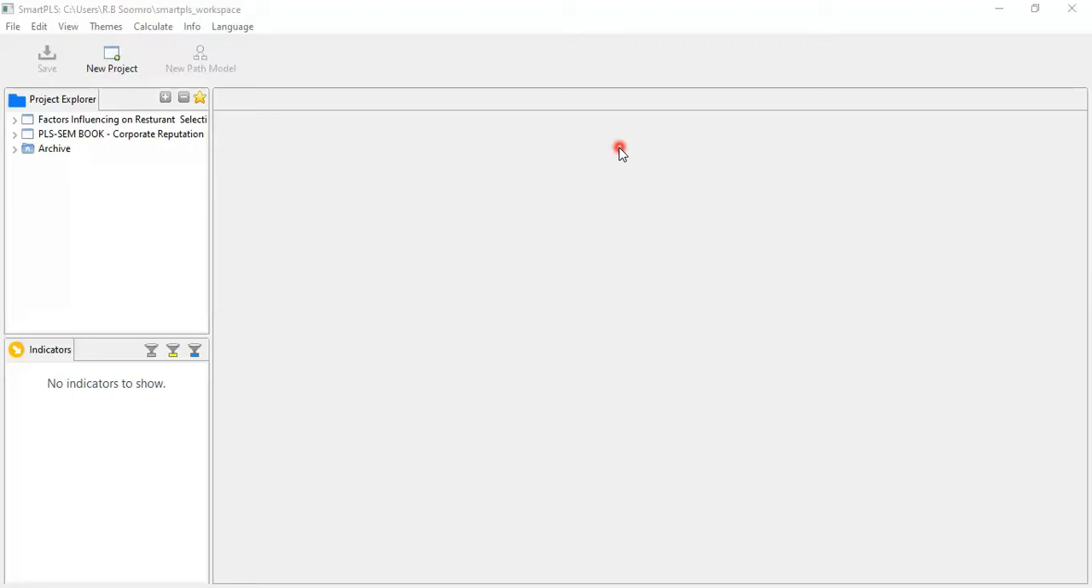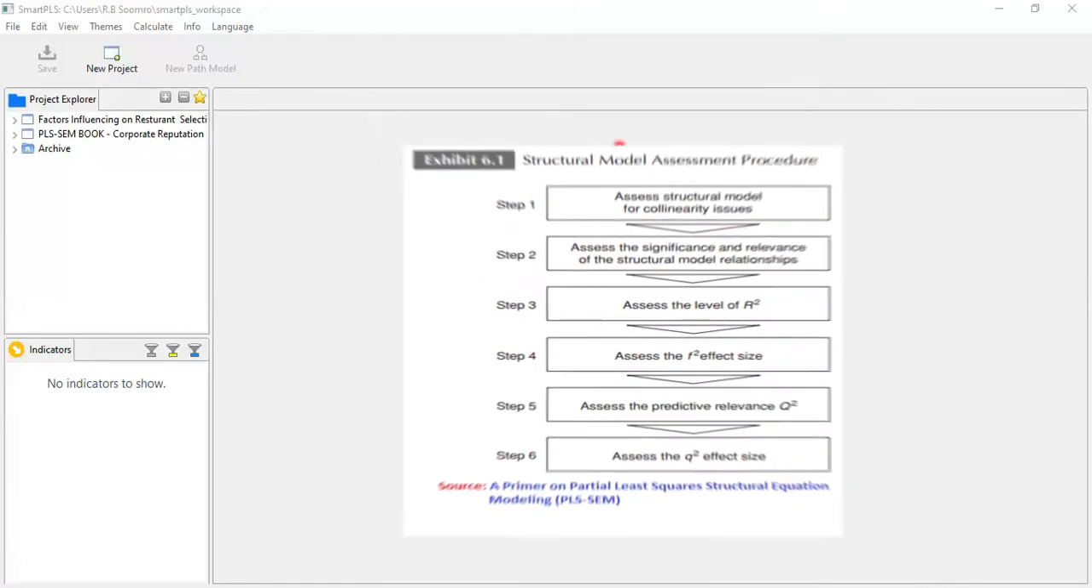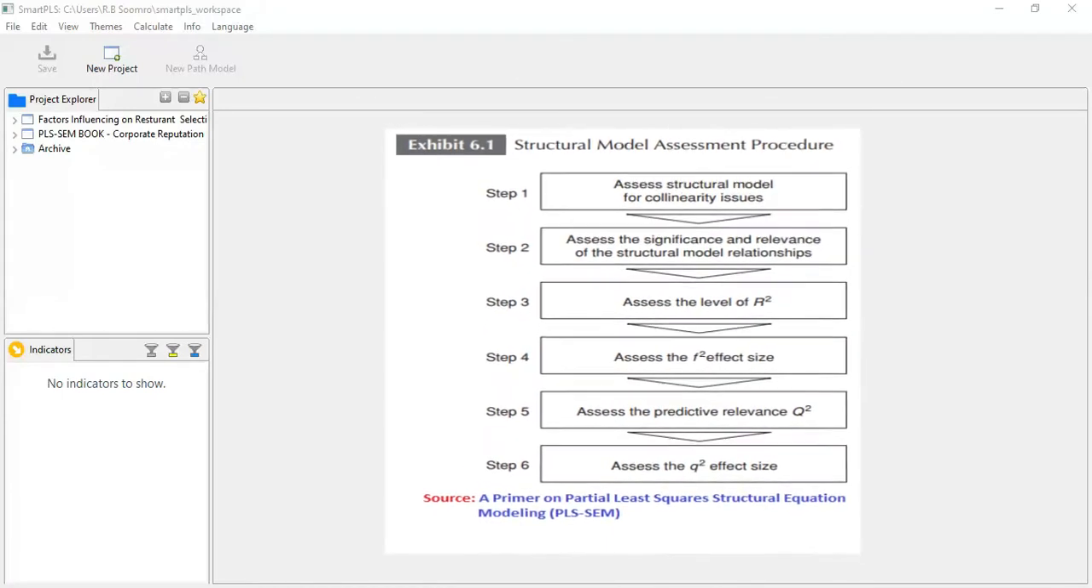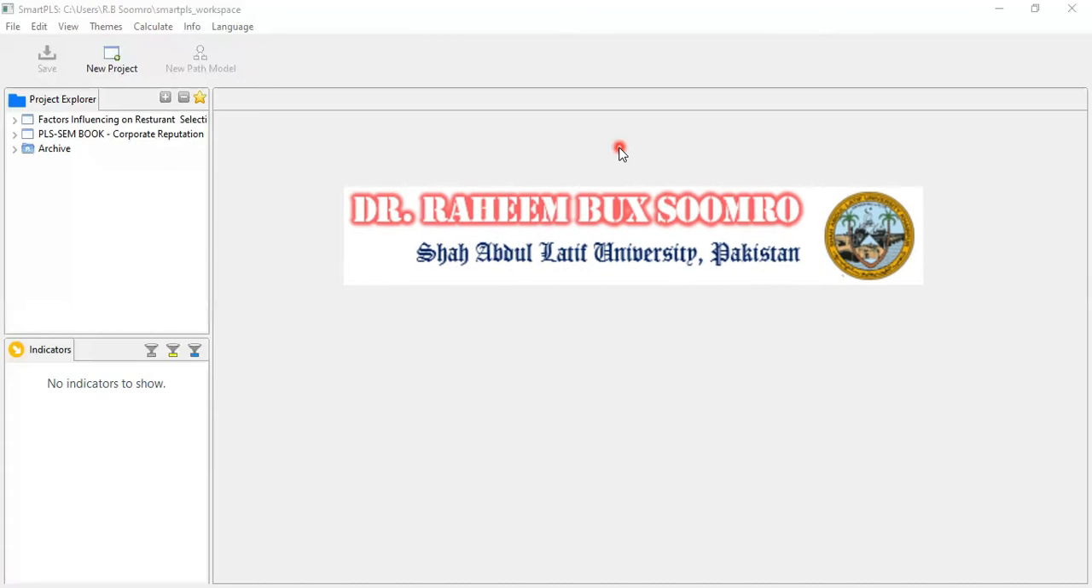So how do we assess the structural part? There are 6 steps. You are looking right now at video number 15, part 1. I have discussed the first three steps here, and in part 2 of this video, I have discussed the remaining 3 steps.